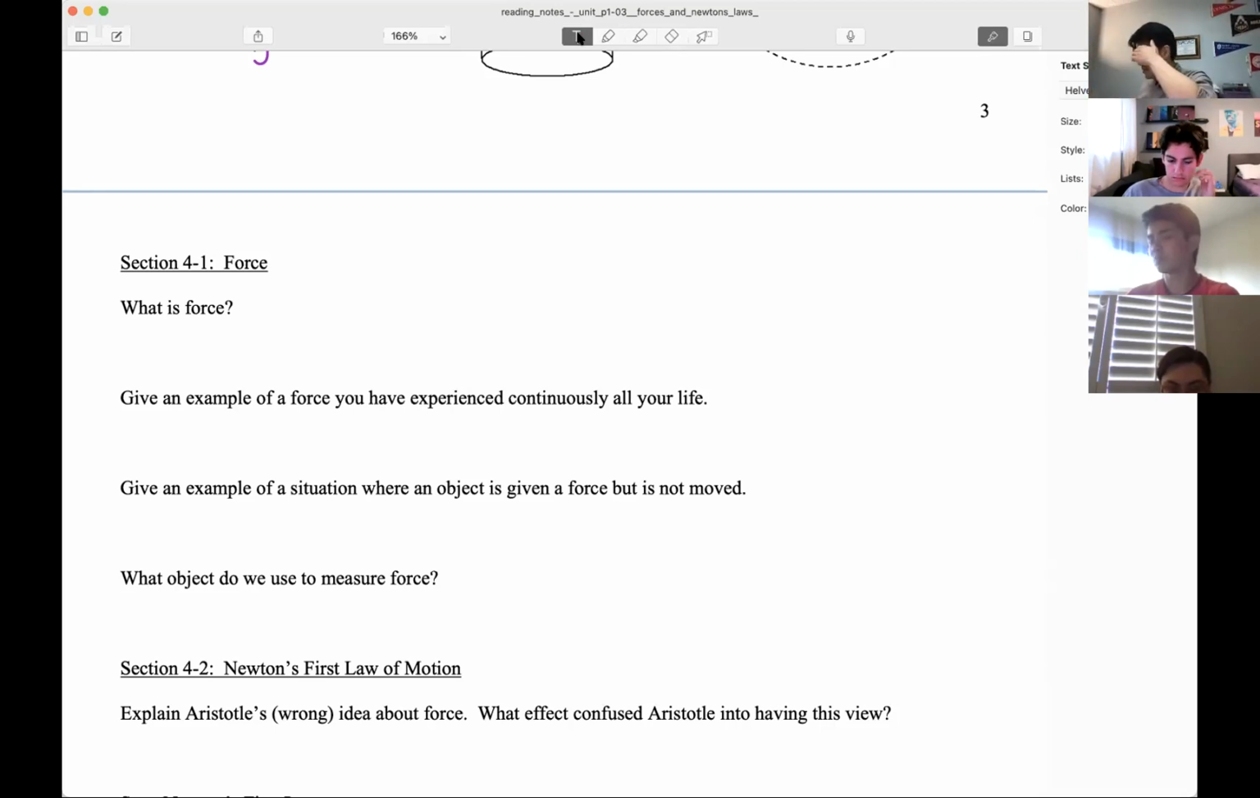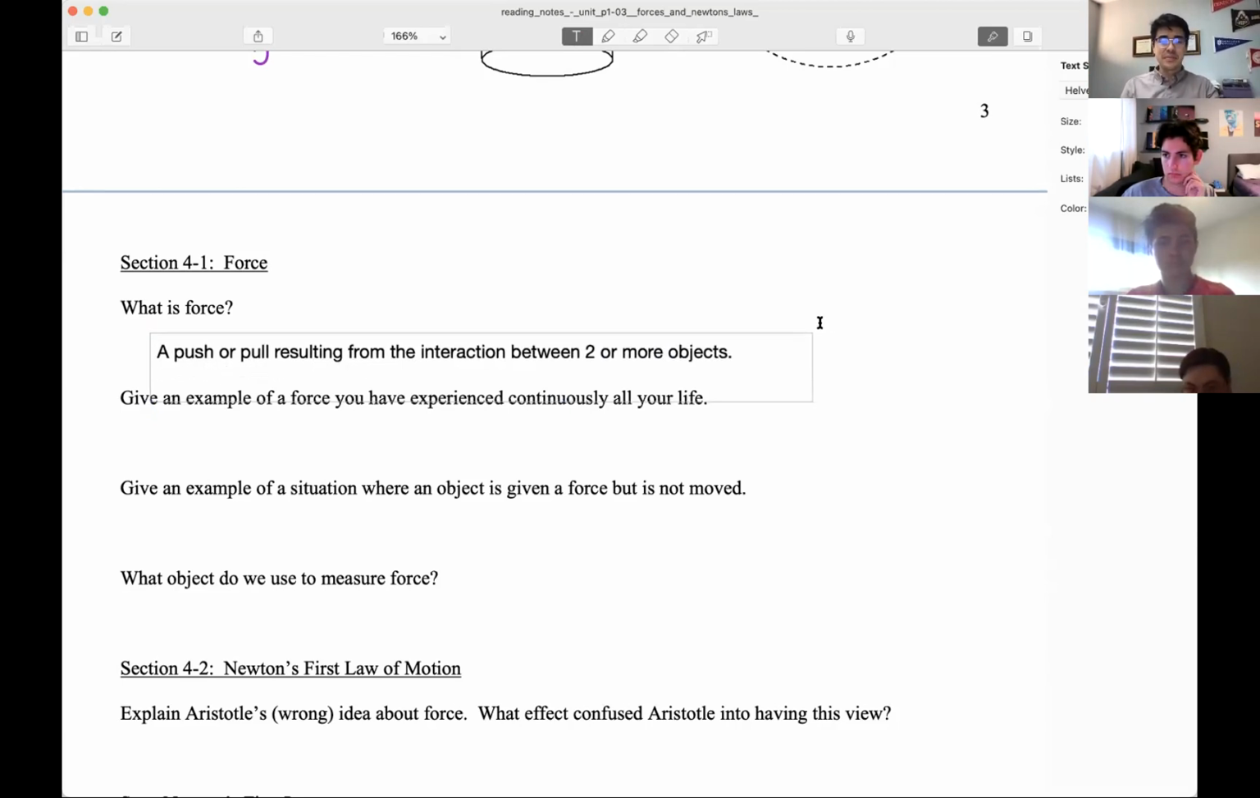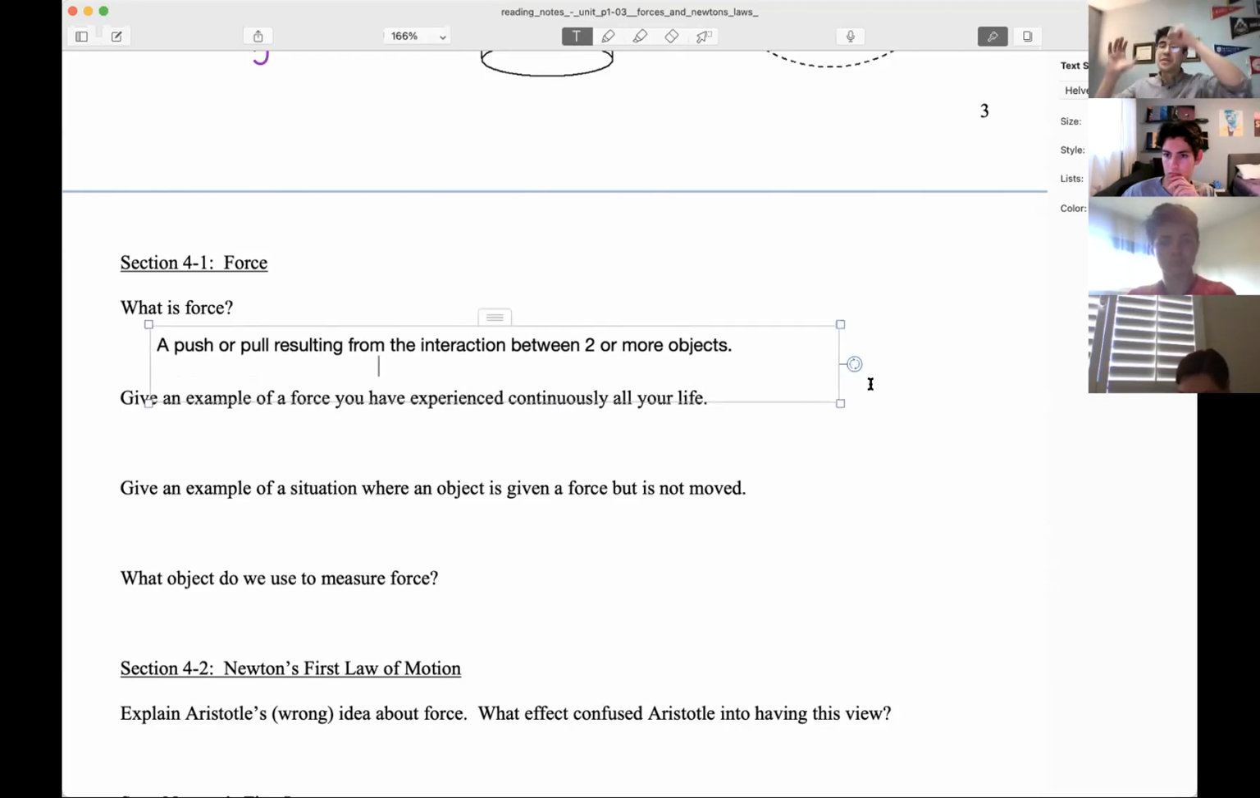It's MA. No, it is, but a push or pull resulting from the interaction between two or more objects. Right, so the Earth on the satellite, the Earth is pulling the satellite with gravity, right? The wheel on the road, the wheel is pushing or pulling the road to move forward, right? So any kind of things where two things either contact or affect each other can result in a force.